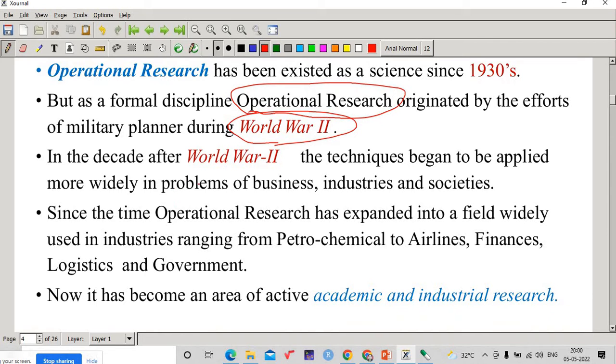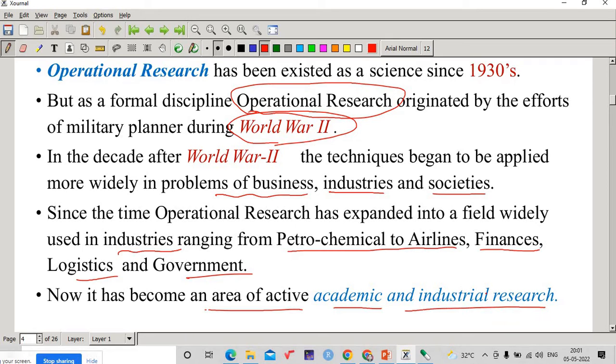And nowadays, apart from military organizations, it is widely used everywhere to solve the problems of business, industries, societies, nations, and many more. So, as I told you earlier, it has a variety of applications, in industries ranging from petrochemical to airlines, finance, logistics, and governments as well. So, in all, it has become an area of active academic and industrial research.